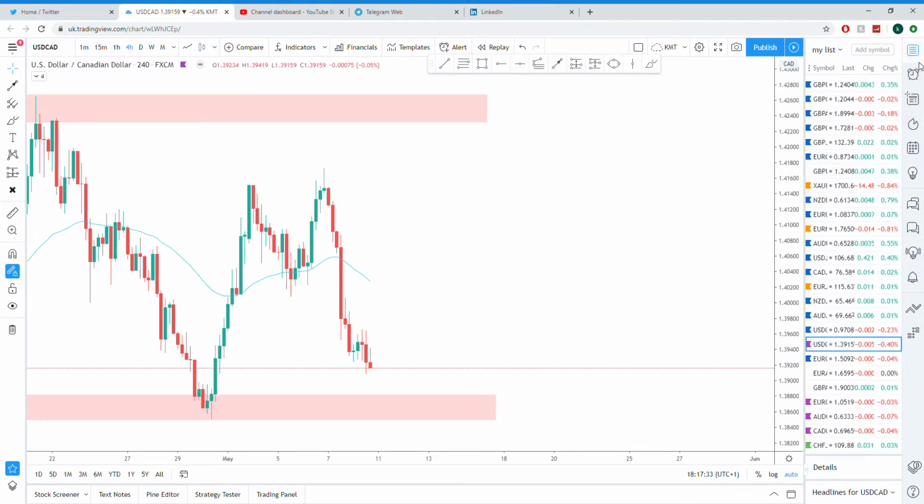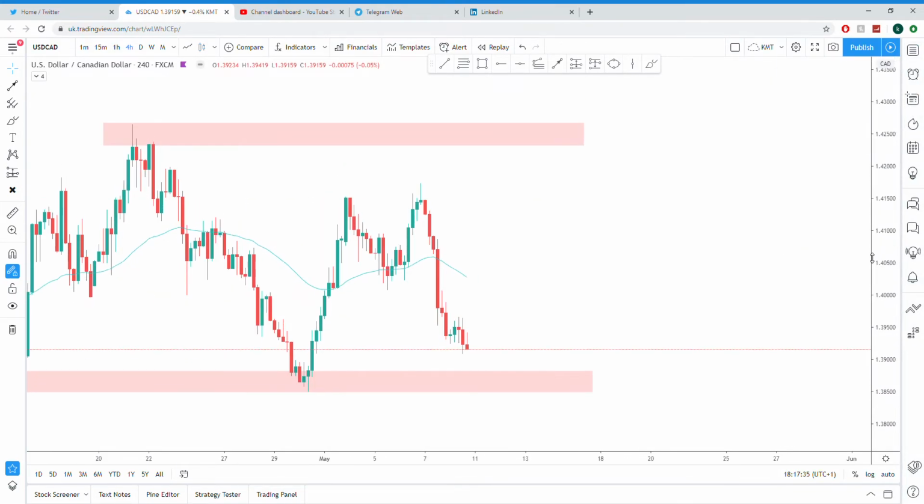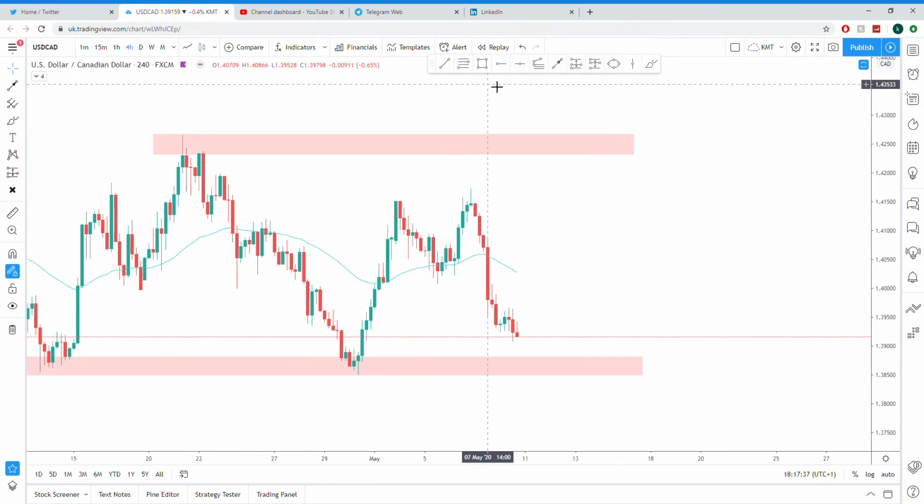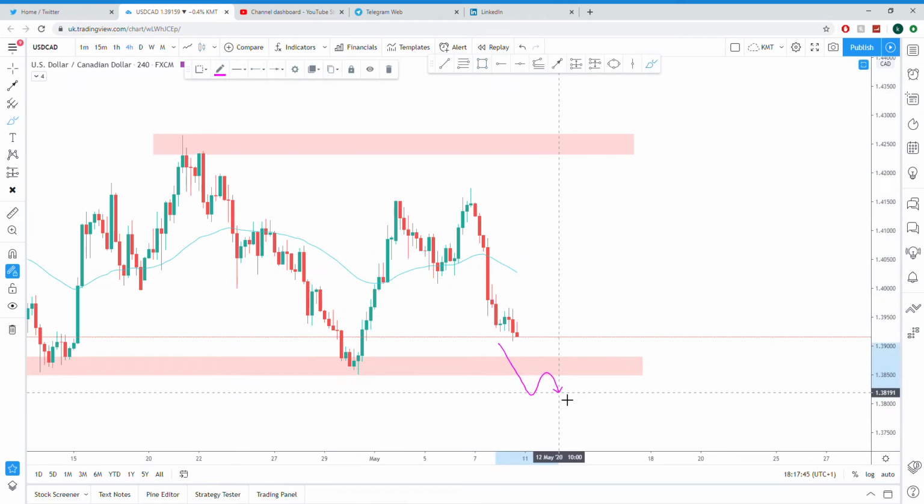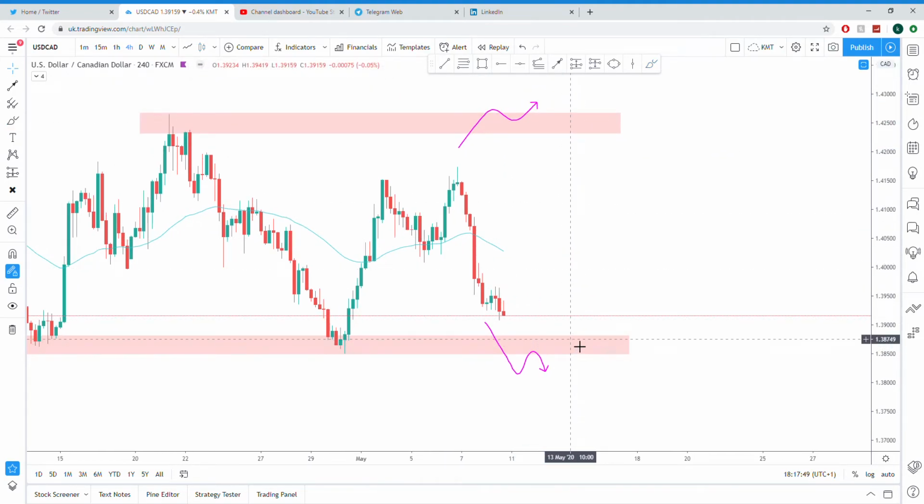Moving on to USD CAD. This one has been quite a long range one. Again, you can trade in between zone to zone, but we just need to wait for, again, the break for the downside or towards the upside. So as price is more towards the downside, just keep this in mind. The current momentum is towards the downside.